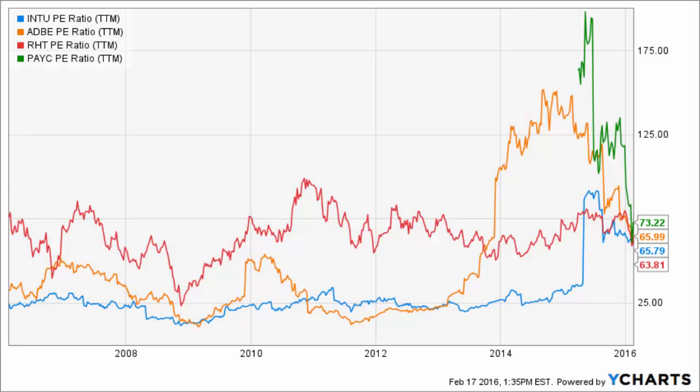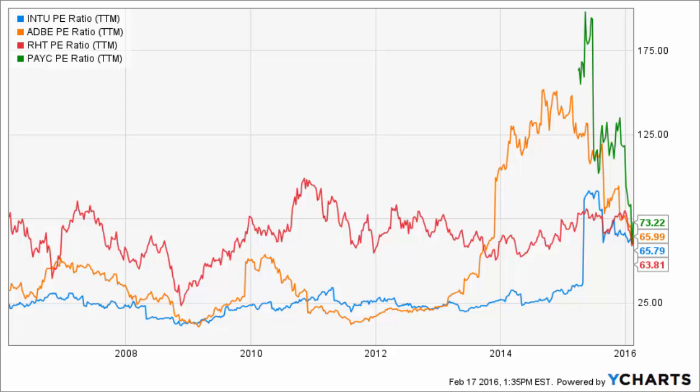Now here's an example of the application software space. I have Intuit, Adobe, Red Hat, and Paycom here. You can see those PE ratios range from about roughly 63 to 73. And we can use the PE to do a relative valuation analysis here. So Paycom is relatively expensive to Adobe, Red Hat, and Intuit.